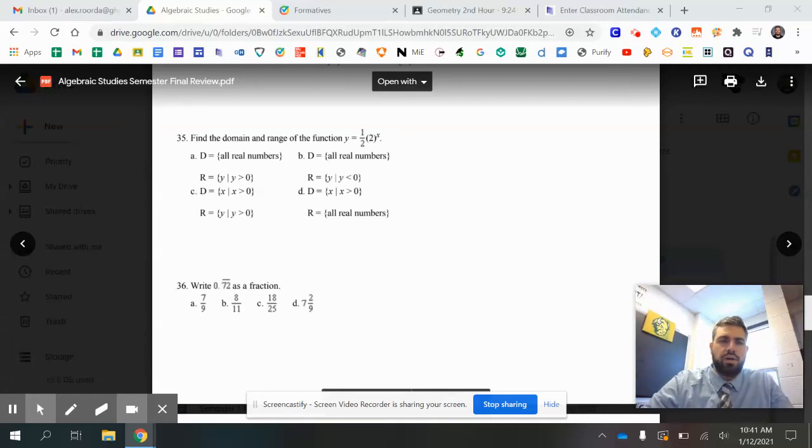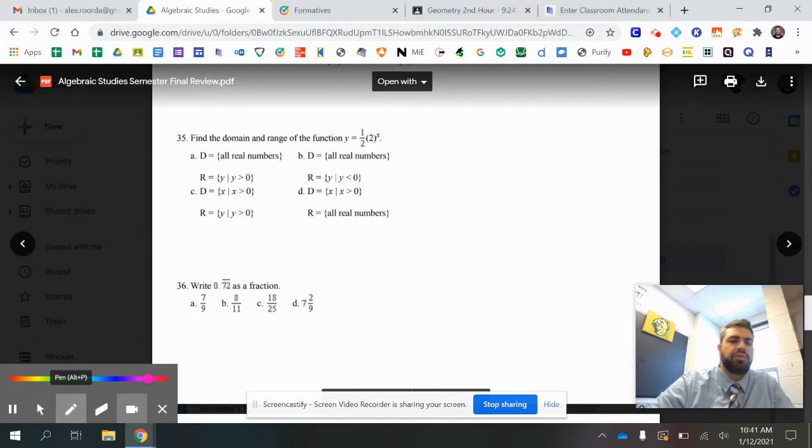All right, so we're going to continue on with the last couple problems from our final review that will be on Thursday and Friday. So we're going to start with number 35, which is where we left off. It says find the domain and range of this function.